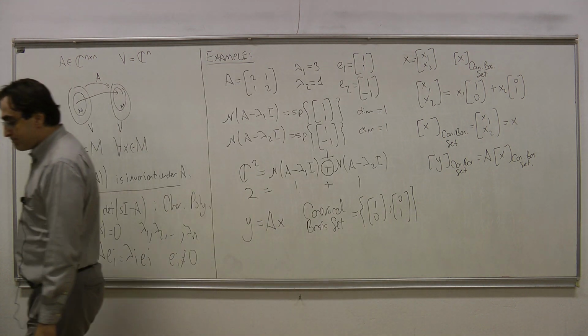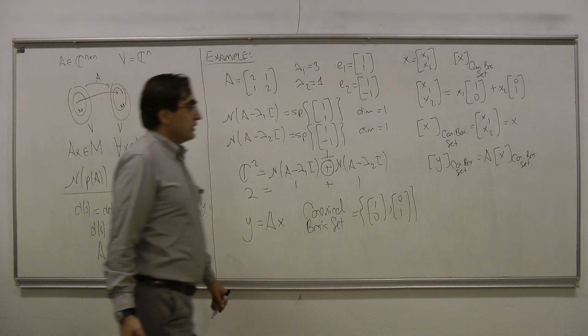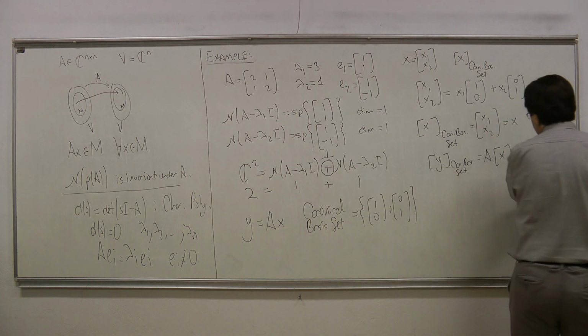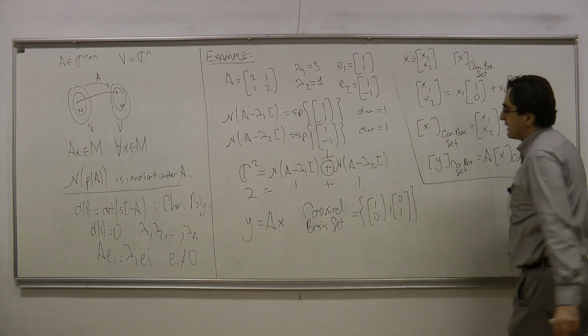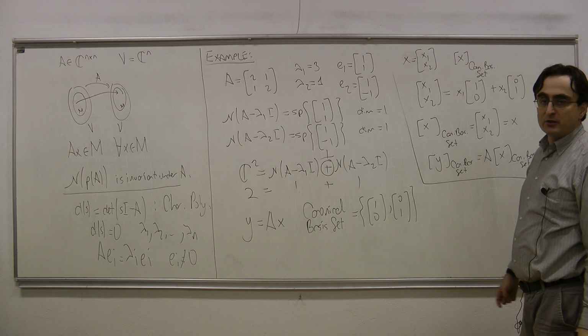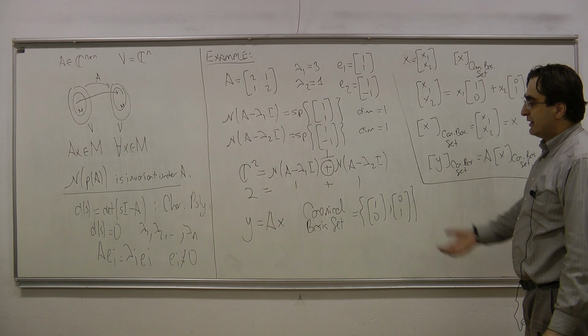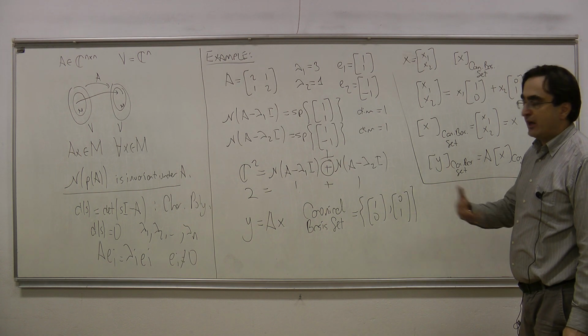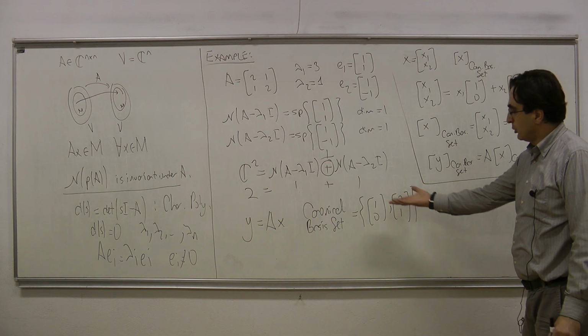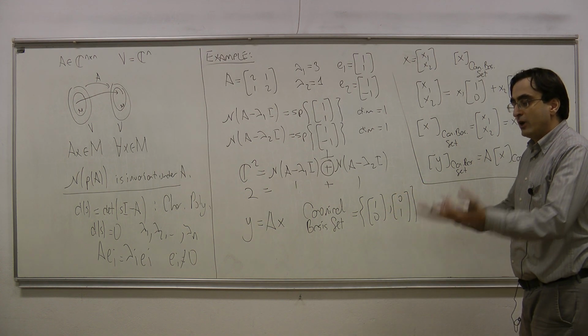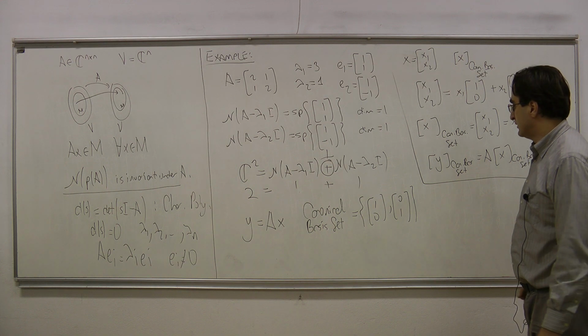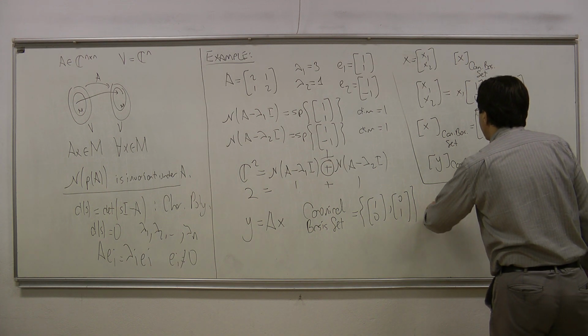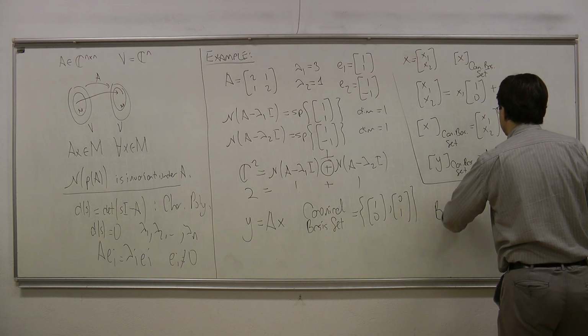All right? So now what I would like to do is obtain a simple matrix representation for that linear transformation. Okay? And in order to be able to do that, I will change the basis set in the domain from the canonical basis set into another basis set.